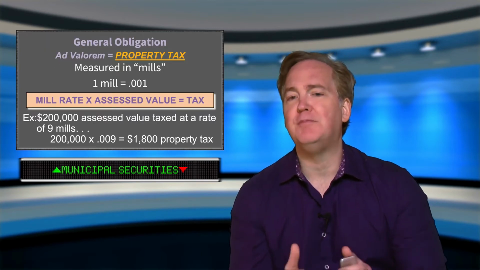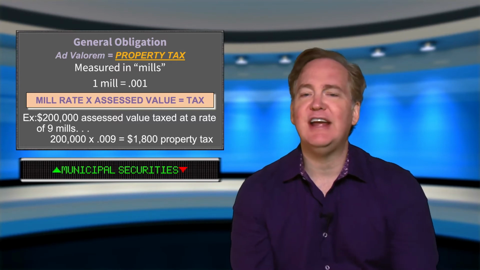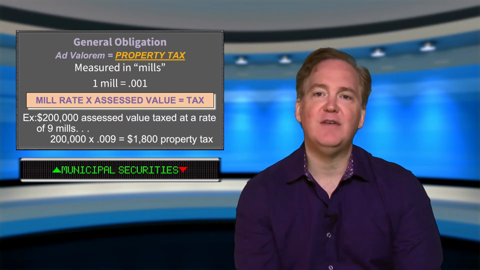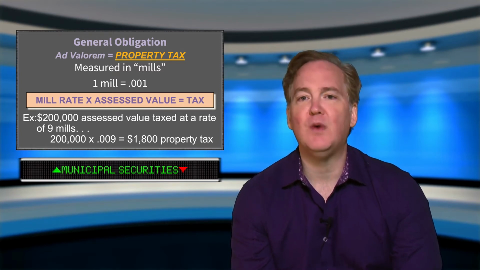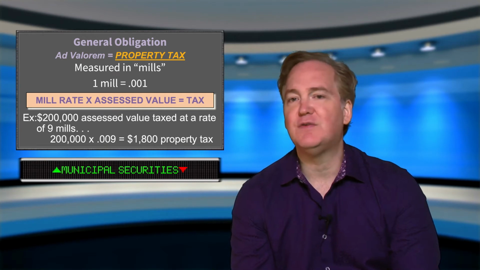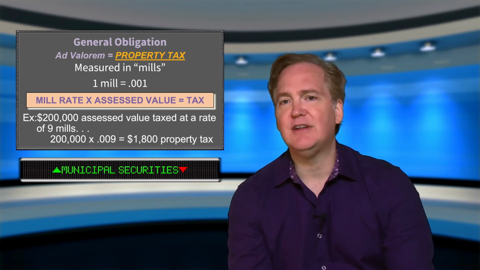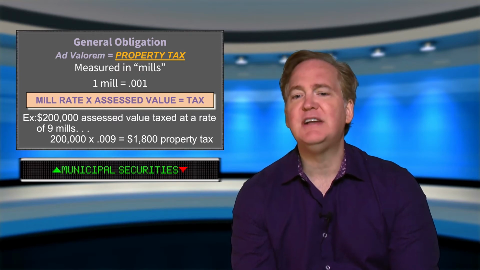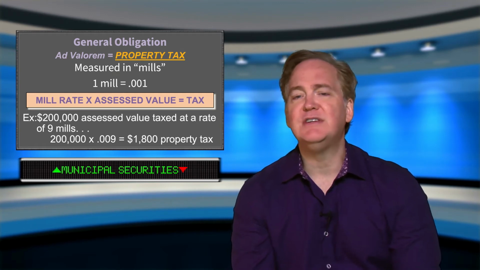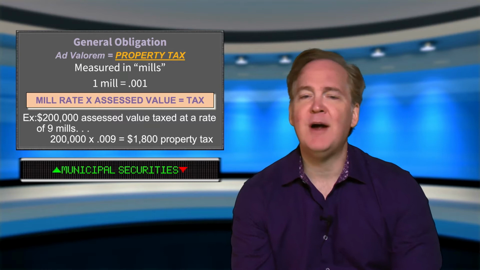Property taxes are based on the value of the property, and they are measured in mills. The mill rate times the assessed value of the property tells the person what their property tax liability is for that year. The assessed value of a home is not necessarily the market value of the home, but it is a base number that the town or county uses to determine what the property taxes will be on that property.